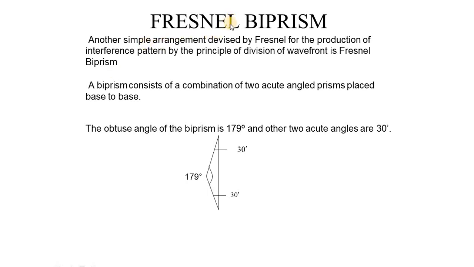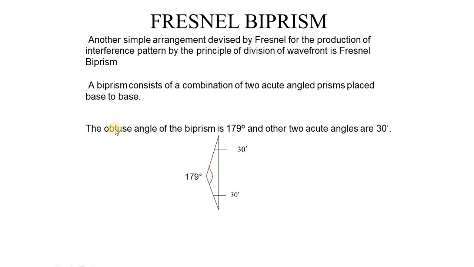Fresnel is the name of the physicist. It is a very simple arrangement devised by Fresnel to produce an interference pattern by the division of wavefront, and this is called the Fresnel biprism. From the name itself, biprism means two prisms. A biprism consists of a combination of two acute angle prisms placed base to base, such that the bases of both prisms are touching each other.